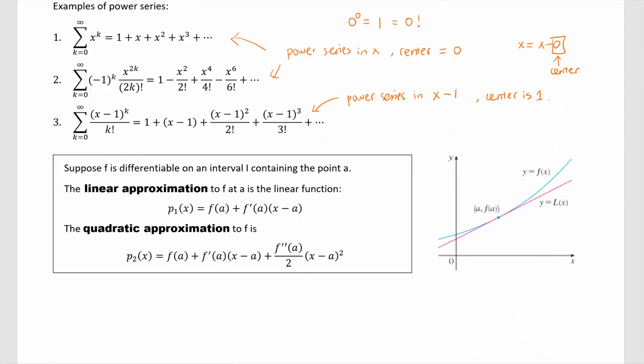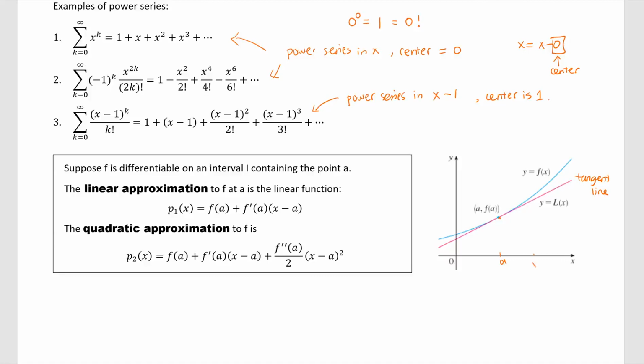So suppose f is any function that's differentiable on an interval I containing the point a. Well, do you remember in Calculus 1, we talked about the linear approximation. So linear approximation tells us that we can use the tangent line at that point. So you can see here, the pink line is the tangent line at that point a. We can use the tangent line to approximate the function value when x is near a.